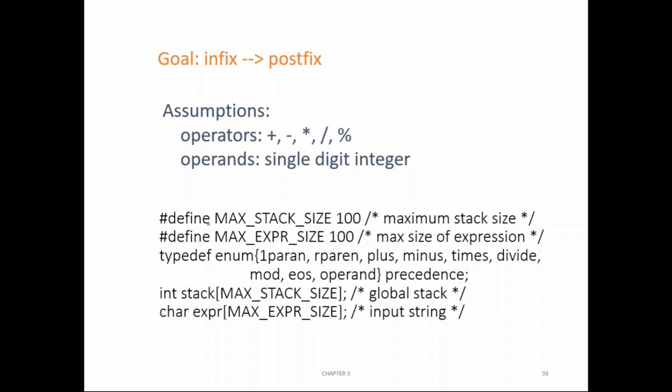Some variables we are defining: define max stack size as 100, and maximum expression size, that is the length of the expression, the number of tokens in the expression, will be set as 100. And here we are defining a user defined data type. There is something called an enumerated data type in C, which is called enum. You can create a user defined data type using enum.